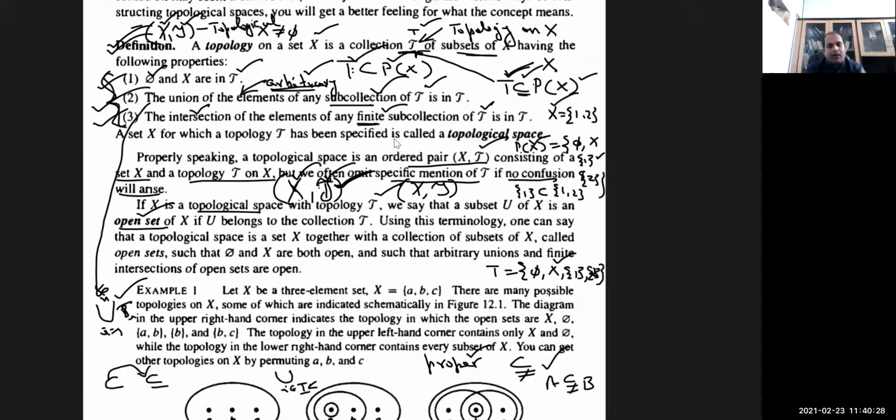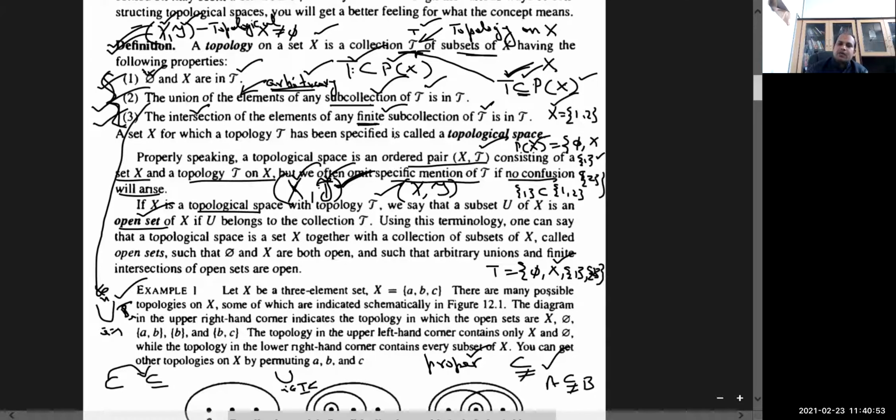So just take a set, make its power set, from that power set take a collection, and check whether that collection is a topology or not. That collection will be said to be a topology if phi, the empty set, and X, the full space, are in T. Union of an arbitrary subcollection of T should be in T, and the intersection of elements of any finite subcollection of T is in T.